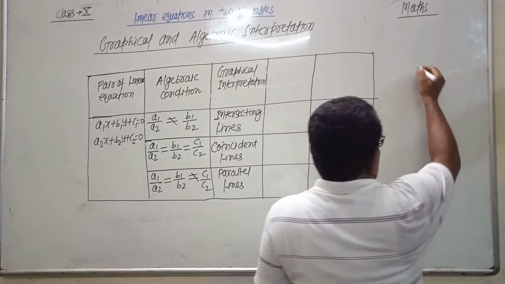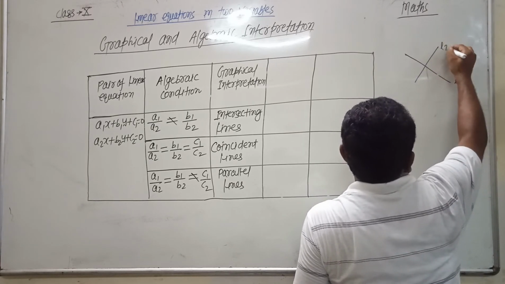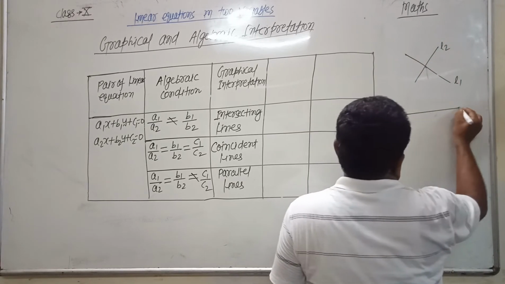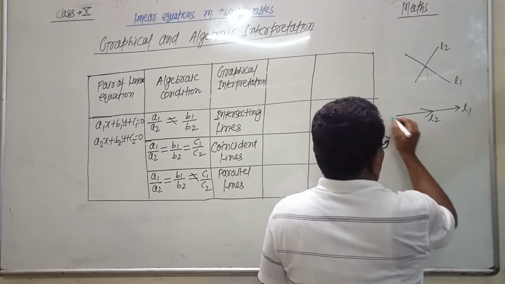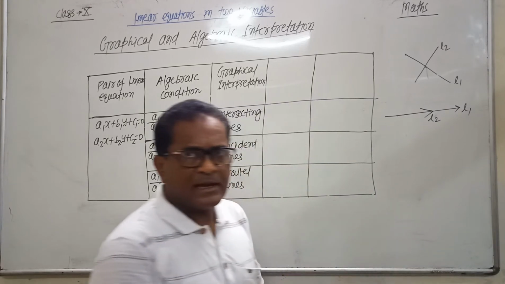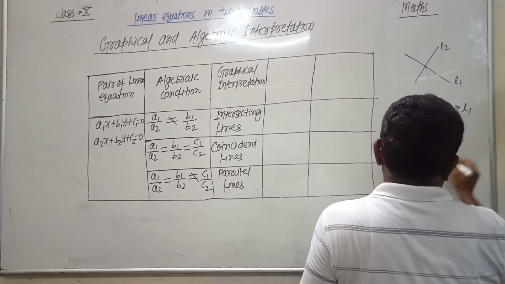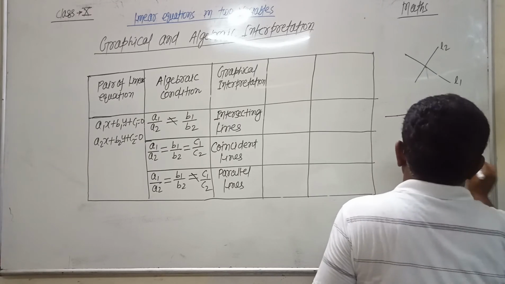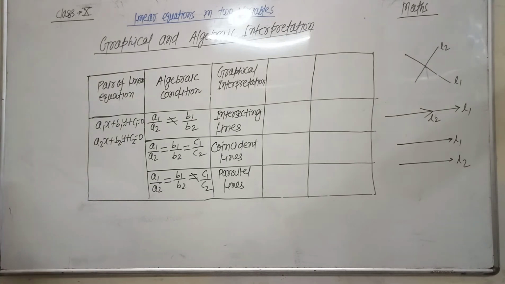Intersecting lines means both the lines L1 and L2 intersect at a point. Coincident lines means this is the L1 line, this is the L2 line, and both the lines lie on each other. Parallel lines L1, L2 are called parallel lines. So there are three types of lines we will see in linear equations: intersecting lines, coincident lines, and parallel lines.